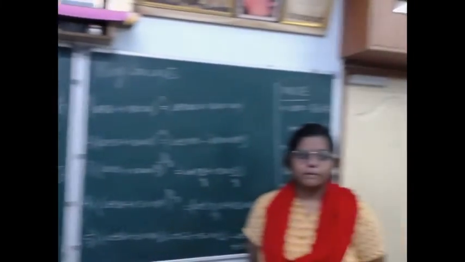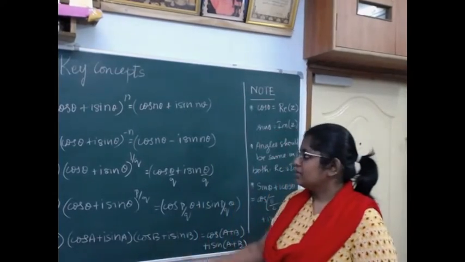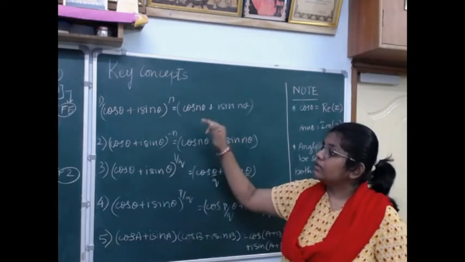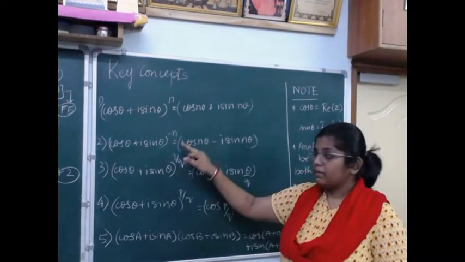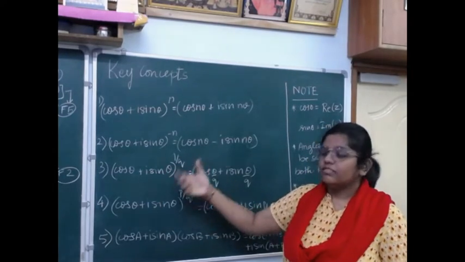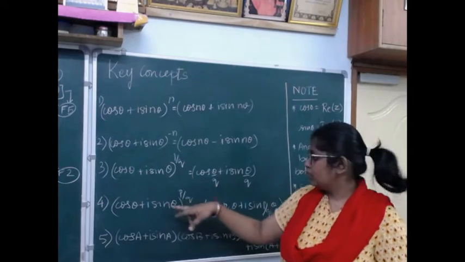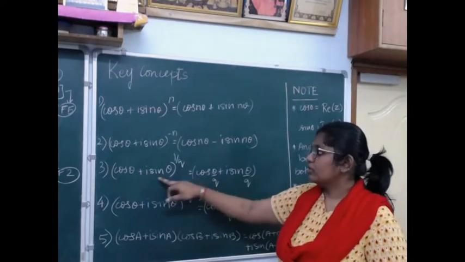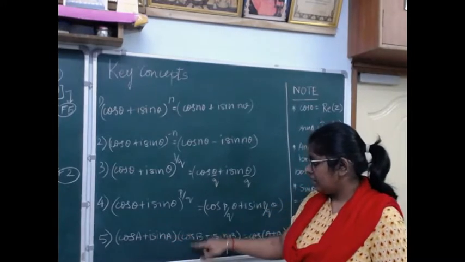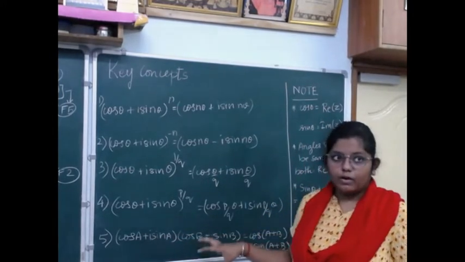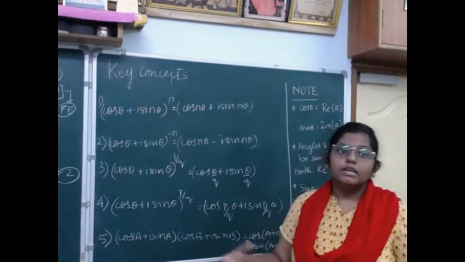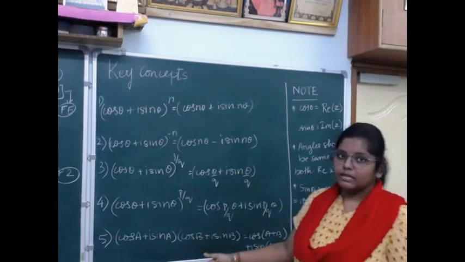What are the key concepts used here? The key concepts used are formula numbers 2, 3 and 5, which play a major role in this sum. When we are using the negative integer, that is minus 1, we use this formula, and for the root term we use 1 by q, that is a fraction power of the root. So we are bringing the root into a power, so we use this formula. And the fifth formula is (cos A + i sin A)(cos B + i sin B). If we know this formula, then we can express all the 4 terms based on it. So these 3 formulas play a major role here.